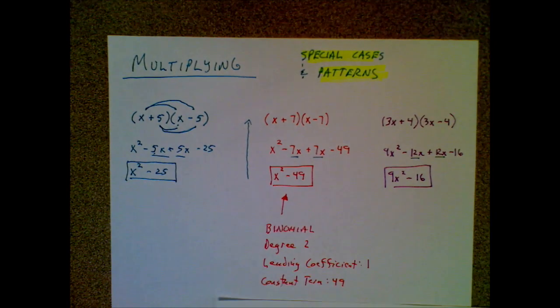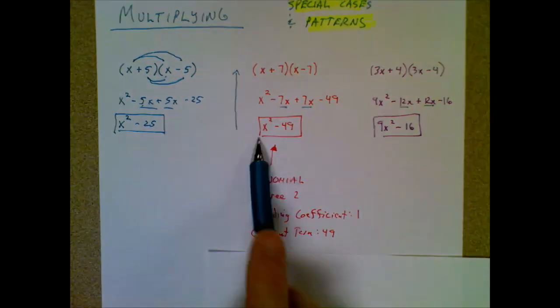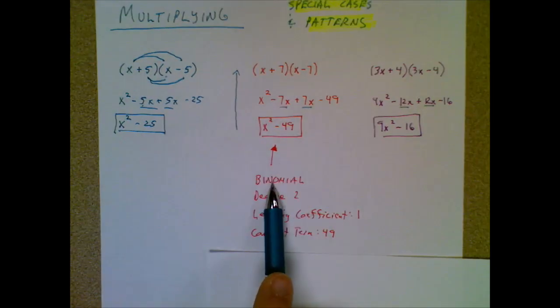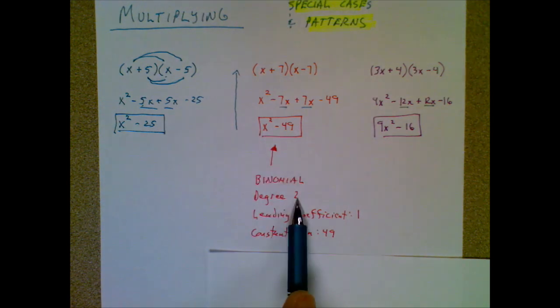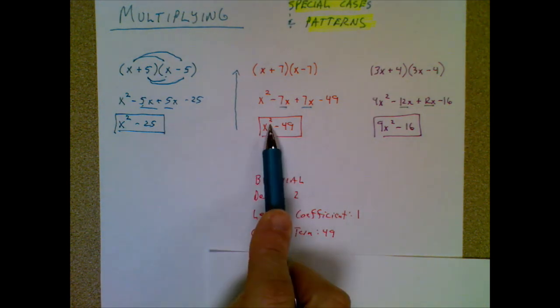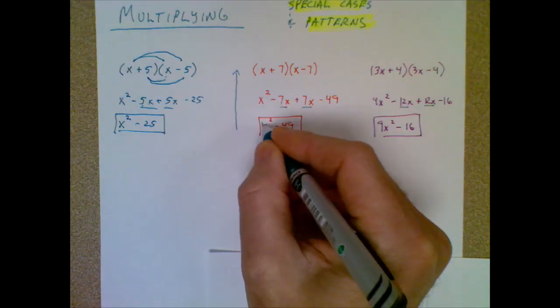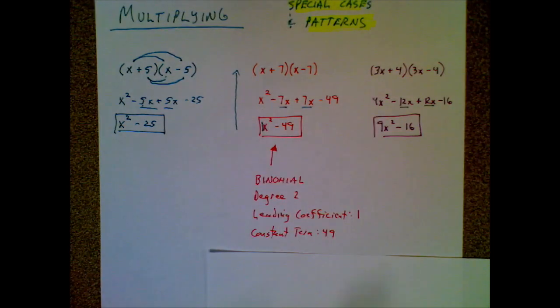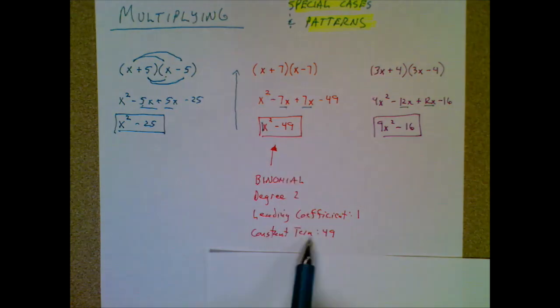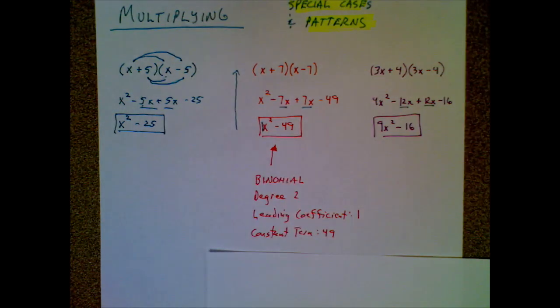By the way, just for review's sake, this x squared minus 49 is a binomial because there's two terms. It's degree 2 because its largest exponent is 2. The leading coefficient is 1 because there's secretly a 1 there. And the constant term is 49 because that's the term without a variable.